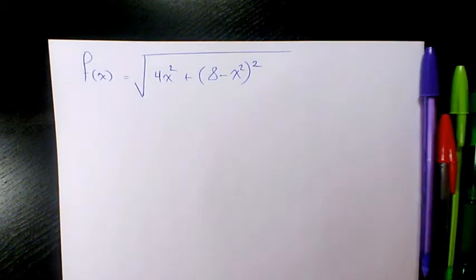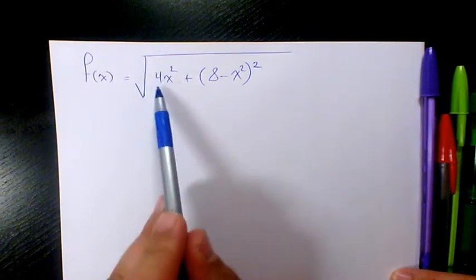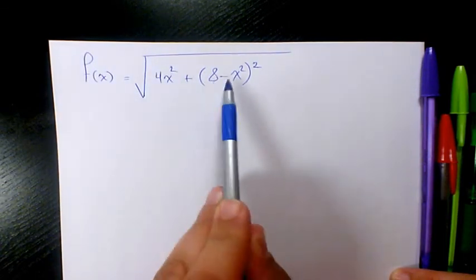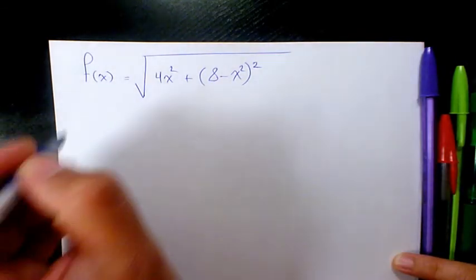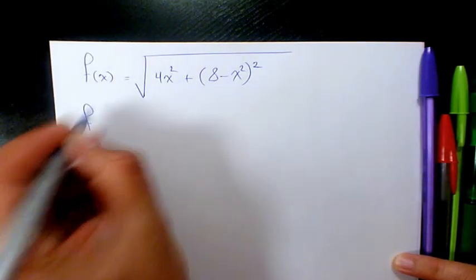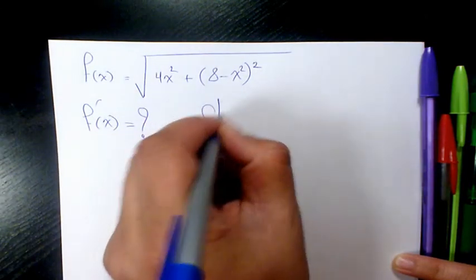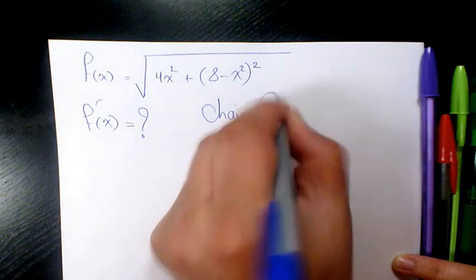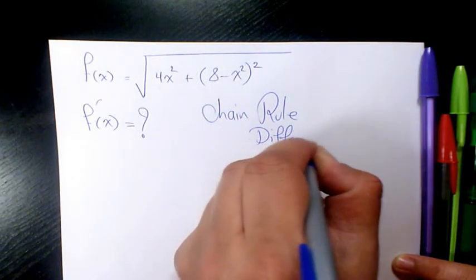Welcome to another video. In this video I want to show you how to find the derivative of the square root of 4x squared plus (8 minus x squared) to the power of 2. So for solving this question, we need to find f prime of x. For solving this question, we need to use chain rule differentiation.